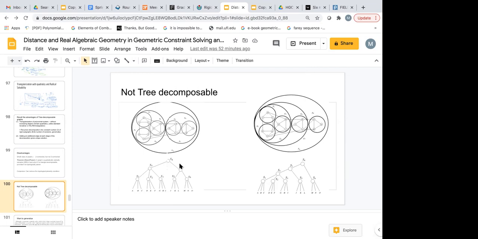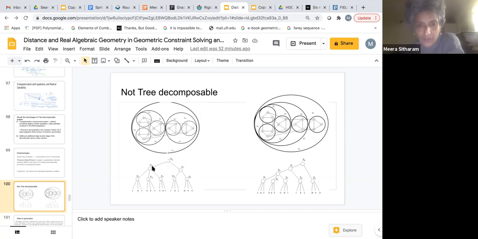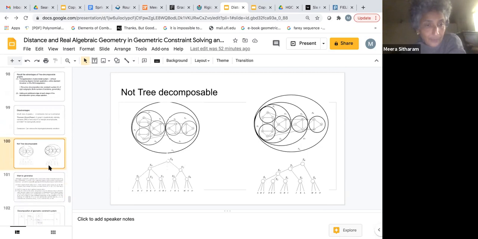So in both cases, all these nodes here, the children of this, represent these 2 big circles, which are both rigid. And here they represent that one and that one, which are both rigid, and so forth. So they're both decompositions into rigid subgraphs, but they're not decompositions into proper vertex maximal subgraphs.